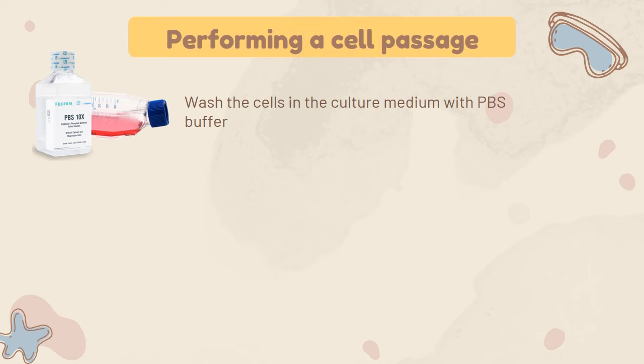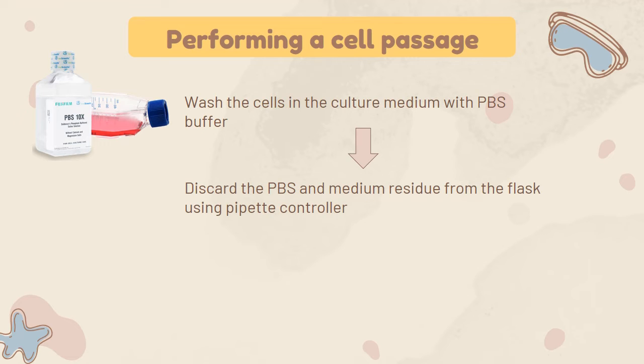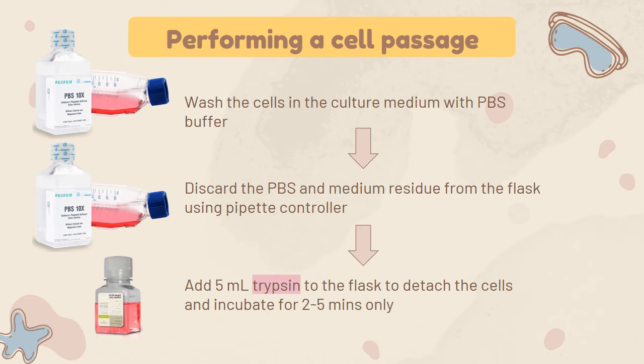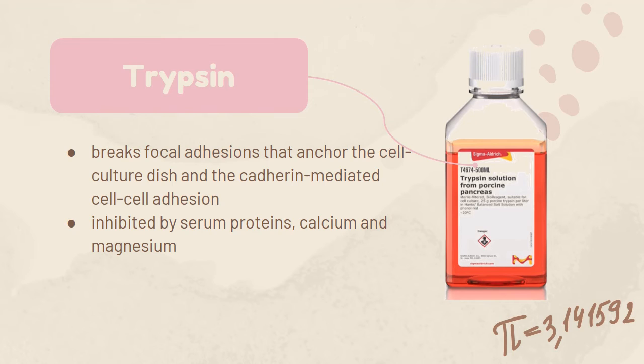The next step in performing a cell passage is to wash the cells in the cell culture medium with PBS buffer. Then discard the PBS and the medium residue from the flask using pipette controller. Then add 5 ml trypsin to the flask to detach the cells and incubate for 2 to 5 minutes only, since trypsin can be toxic to cells after that period of time. Trypsin is used to break the focal adhesions that anchor the cell culture dish and the cadherin-mediated cell-cell adhesion. Its action mechanism is inhibited by serum proteins, calcium, and magnesium.